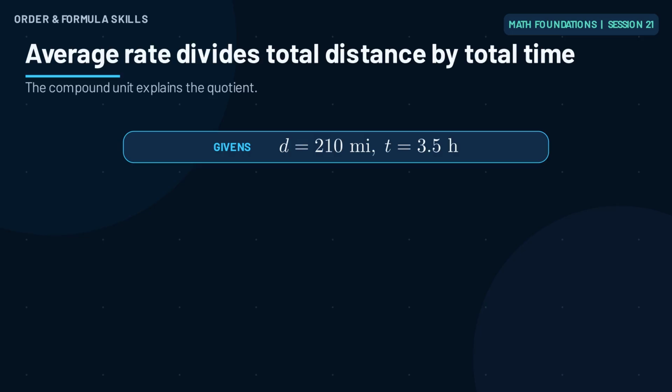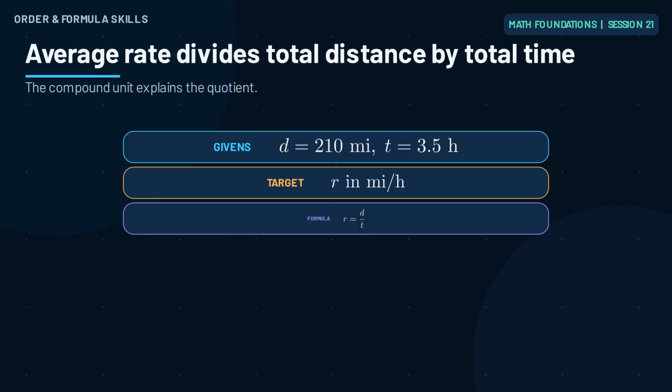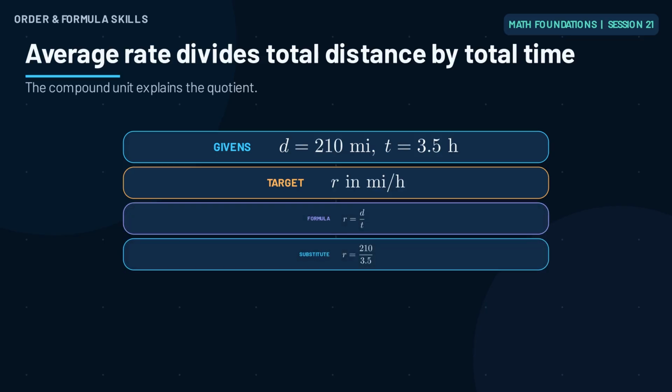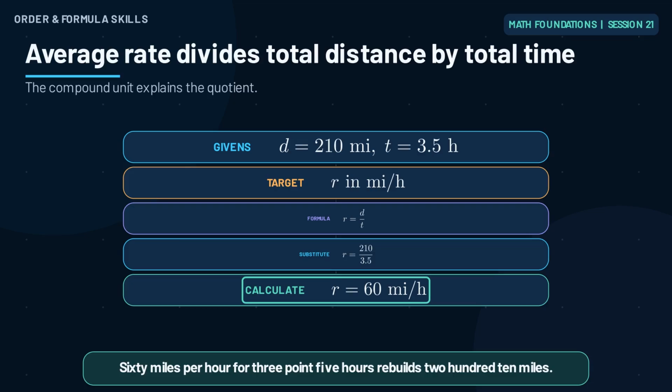A van travels 210 miles in 3.5 hours. The target is speed in miles per hour. Use rate equals distance divided by time. Substitute 210 divided by 3.5. The quotient is 60. The average speed is 60 miles per hour. 60 miles each hour for 3.5 hours gives 210 miles. The compound unit confirms both the division and the interpretation.